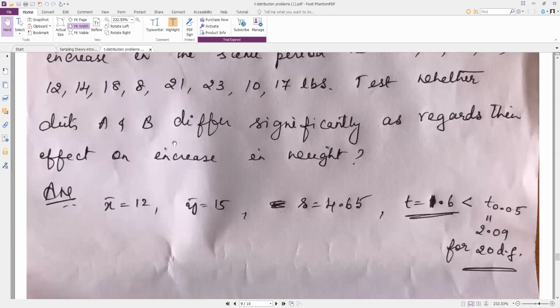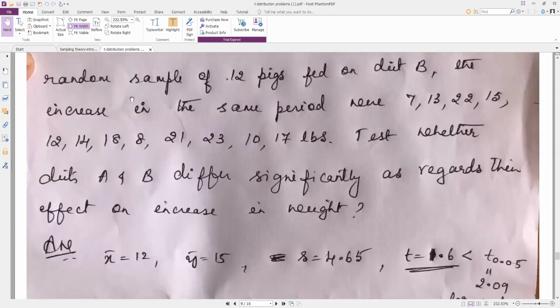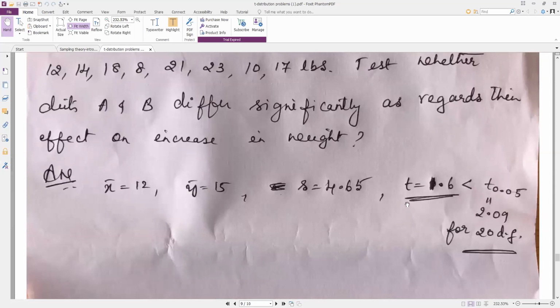This is the one assignment question for you. Try this assignment question. I have given the hint also, and the answer also. So please try this. Okay, thank you. These are the problems under student distribution, and it is a very important topic, and you will get one question for the SEM exam. Thank you.